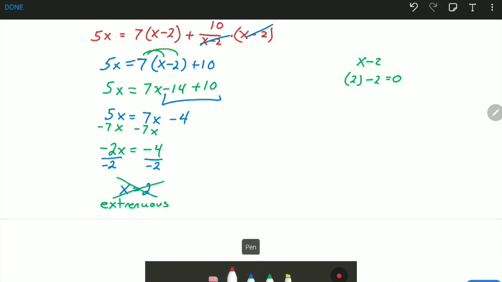And since that was our only possible solution, the answer for this equation is, well, there is no answer. And that's it.